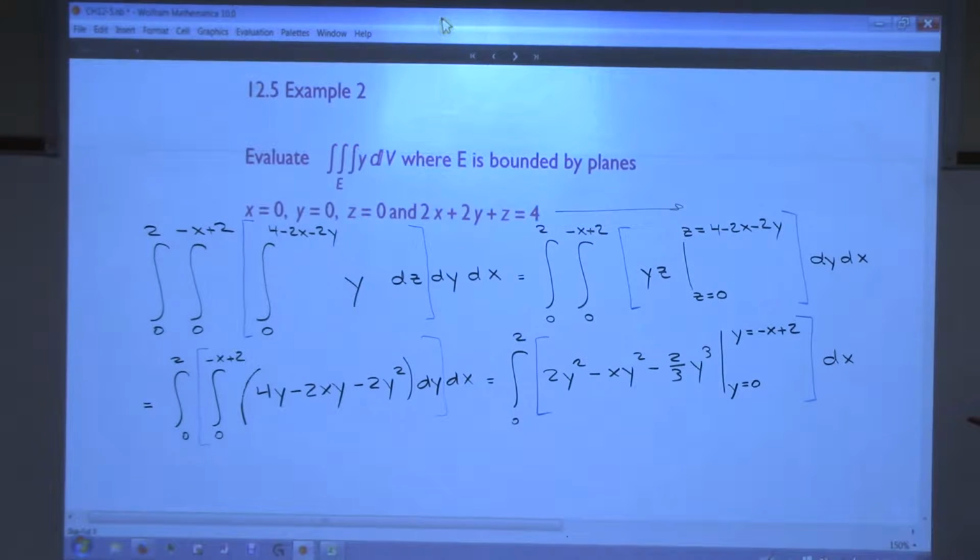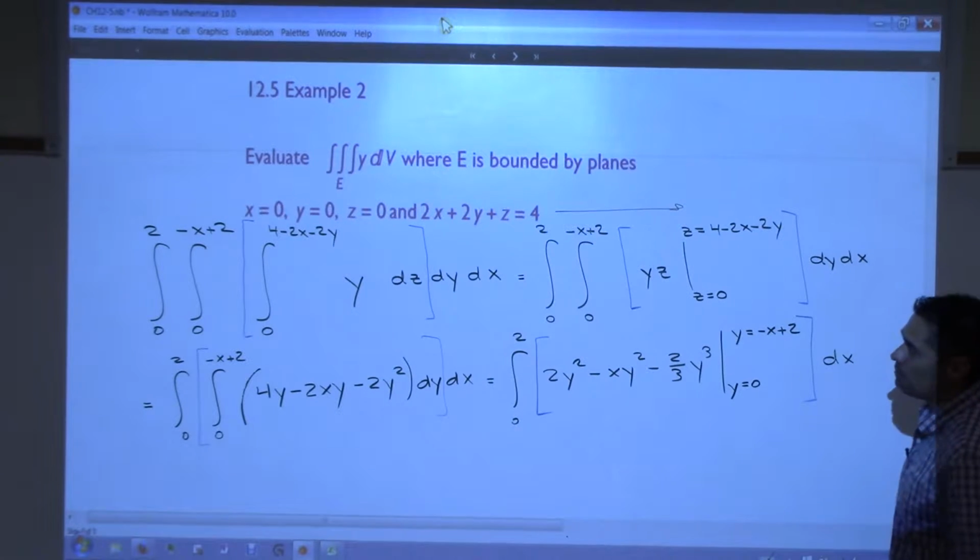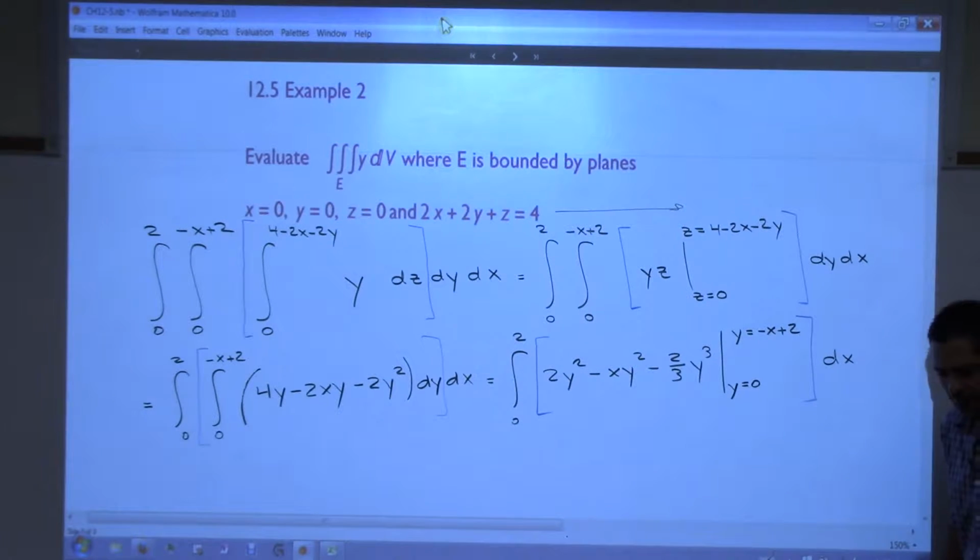Does that qualify as one step, or do you want the negative x plus 2 in there? No, like you say, it's long. Yeah. But you're good then? Okay. All right. Easy does it.